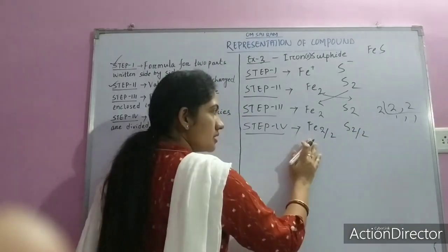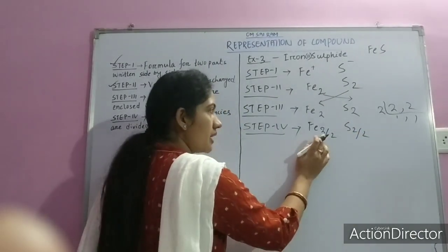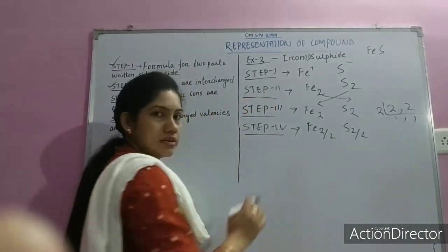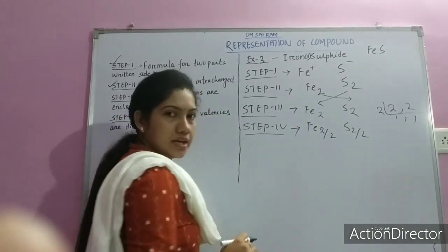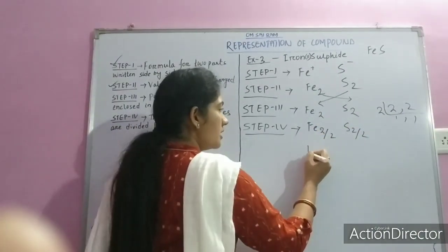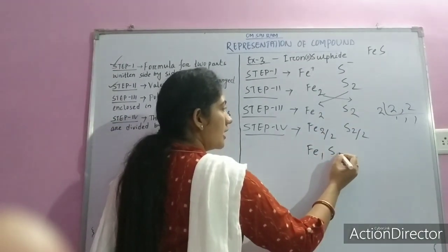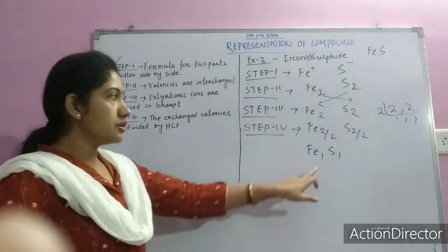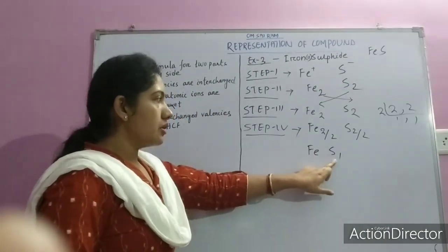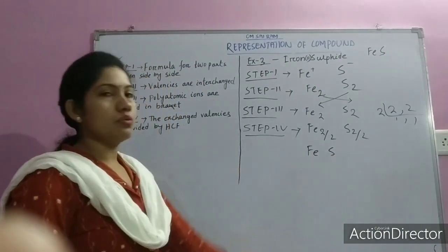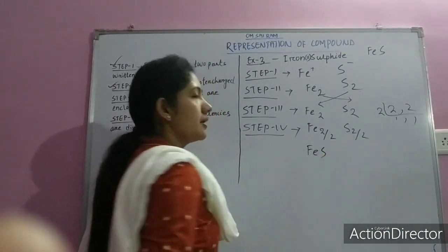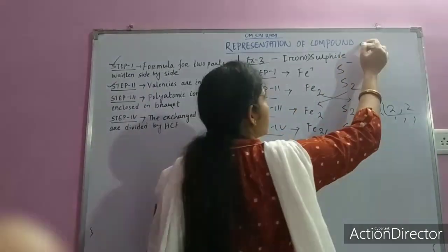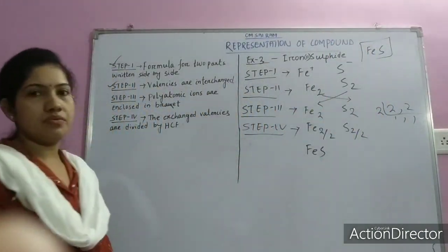I am showing this only to make you understand. You need not write this also. Directly you can write the number you get by dividing. So what do we get here? Fe1 and S1. But as I said, you need not write 1. If you do not write anything, it represents 1. So what is the formula of ferrous sulfide? FeS. FeS is the formula of ferrous sulfide.